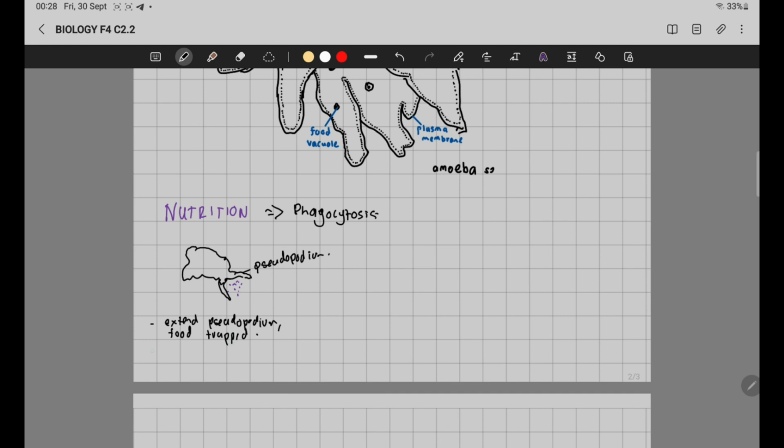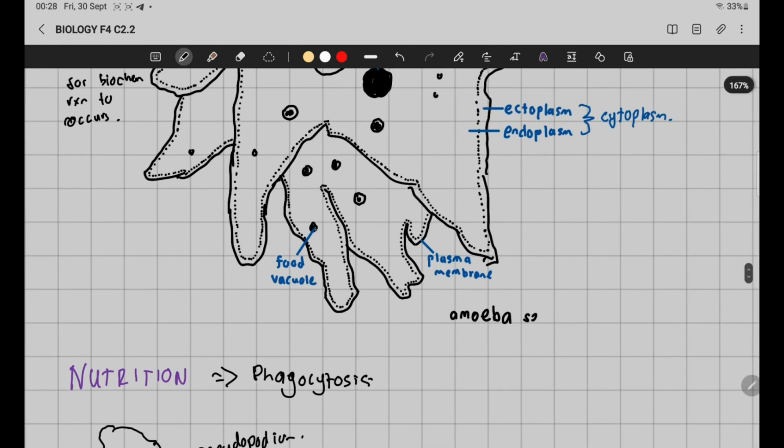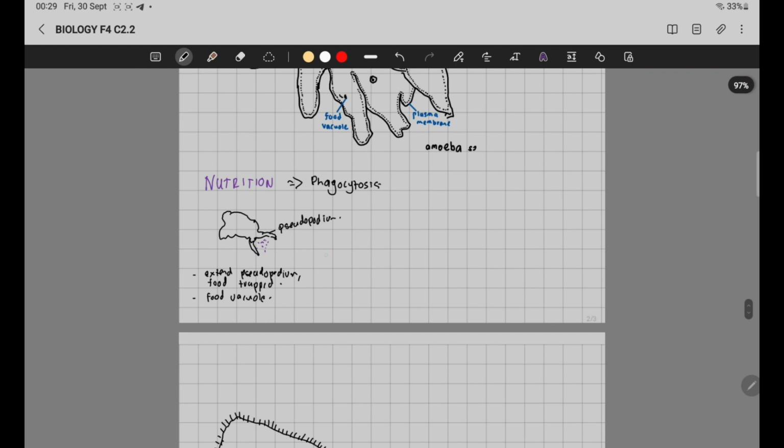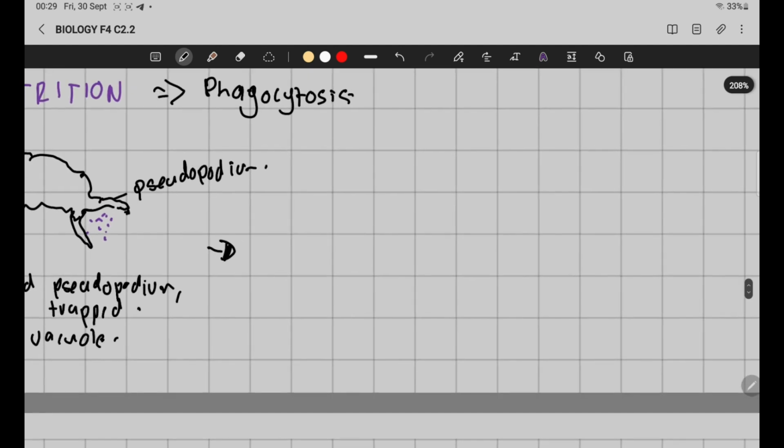As the food is trapped, it will form a food vacuole. The food vacuole forms when the pseudopodia close in on each other or re-merge into each other. So it will form a vacuole, or food vacuole, as you can see here, which comes from the combination of two pseudopodia. Next, after it forms the food vacuole, this food vacuole will merge with a lysosome.